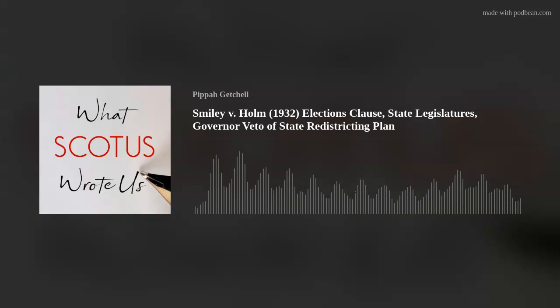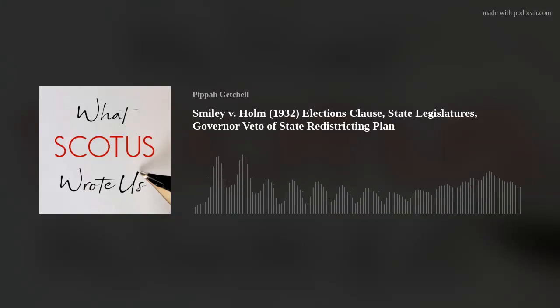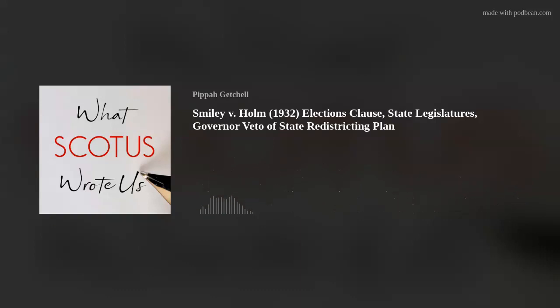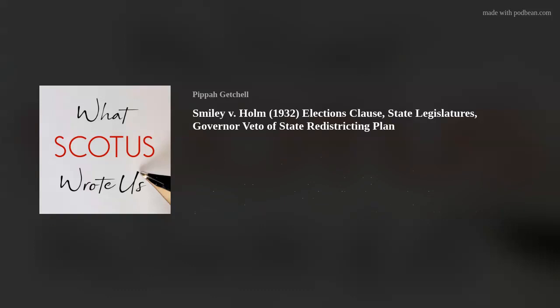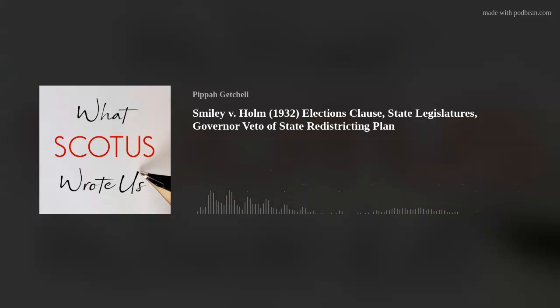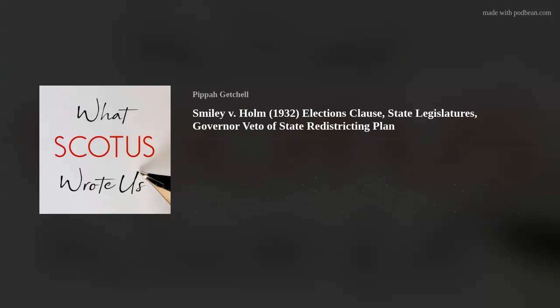The Attorney General of Minnesota, in his argument in the instant case, states, "It is conceded that until 1931, whenever the state of Minnesota was divided into districts for the purpose of congressional elections, such action was taken by the legislature in the form of a bill and presented to and approved by the governor."